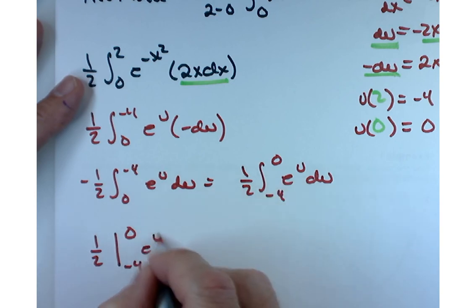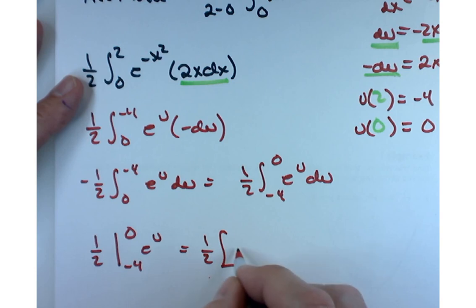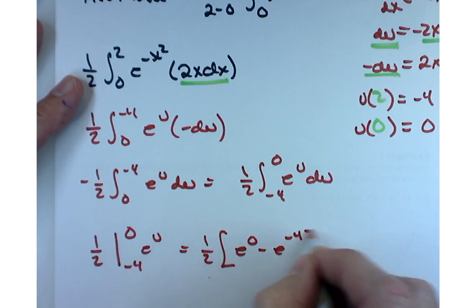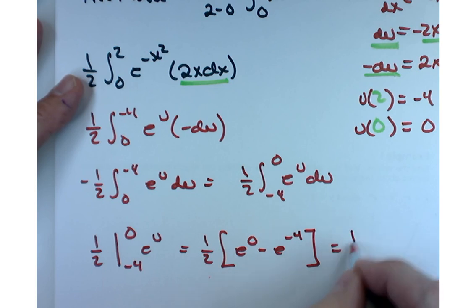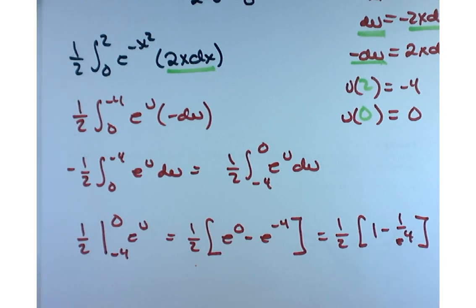Last but not least, the integral from negative 4 to 0 of e to the u is going to be 1/2 times e to the 0 minus e to the negative 4, or 1/2 of 1 minus 1 over e to the 4th. Now your calculator can get you this answer, but it's going to be a numerical answer. It's not going to be a nice decimal answer.